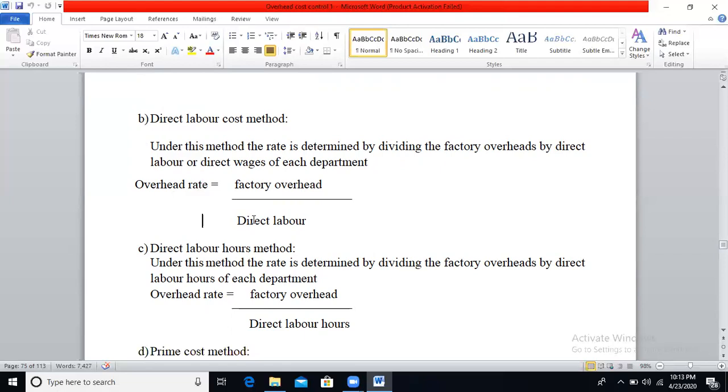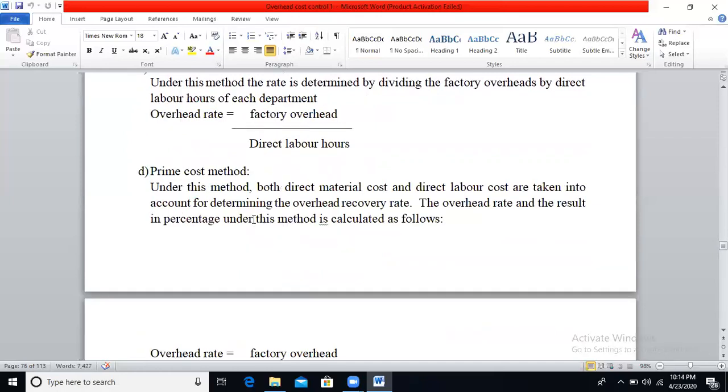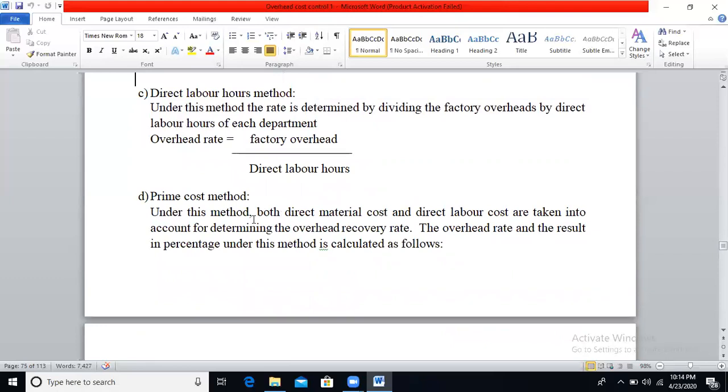And the third method is the direct labor hours method. Under this method, the number of direct labor hours is taken as the basis for calculation of the overhead rate. The rate is determined by dividing the factory overheads by direct labor hours of each department. So overhead rate is equal to factory overhead divided by direct labor hours.